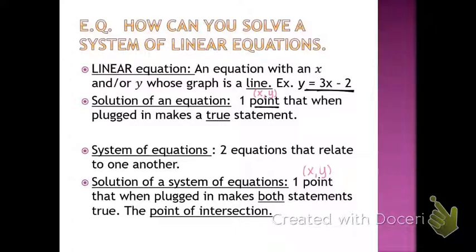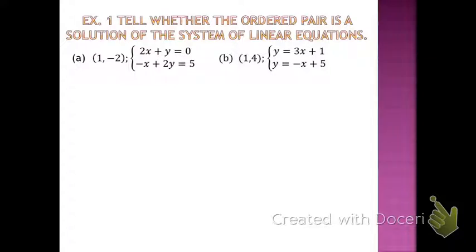Now, example number 1. Tell whether the ordered pair is a solution of the system of linear equations. So they've given you an ordered pair, and they're asking you if it's a solution to the system of equations. So here's what we're going to do. We're going to write both equations, we're going to rewrite them, and we're going to rewrite them side by side. So 2x plus y equals 0. Leave a little space, and then negative x plus 2y equals 5. All right, there's too much work for us to try to stack them on top of each other and squish all of our work between them. So we're going to put the two equations side by side.